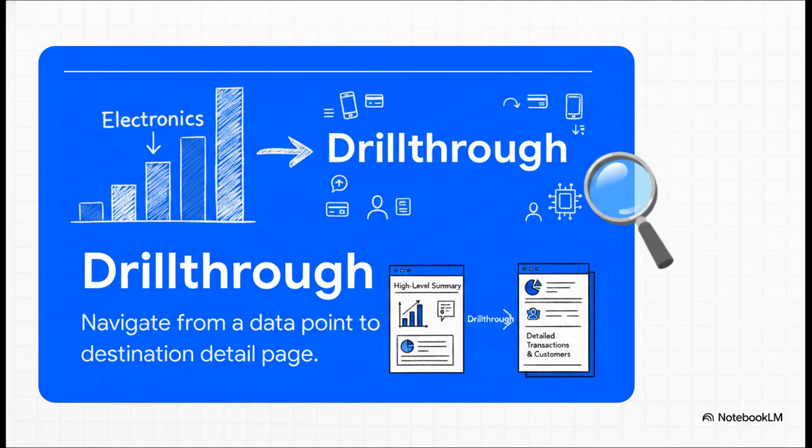Finally, we have drill through. Imagine your boss is looking at a high-level bar chart and sees a massive, unexpected spike in the electronics category. Naturally, they want to know exactly what caused it. Drill through is the exact tool you use here. It allows the user to right-click that specific electronics data point and literally jump to a separate, highly detailed destination page that is automatically pre-filtered to show only the individual transactions and customers for electronics.